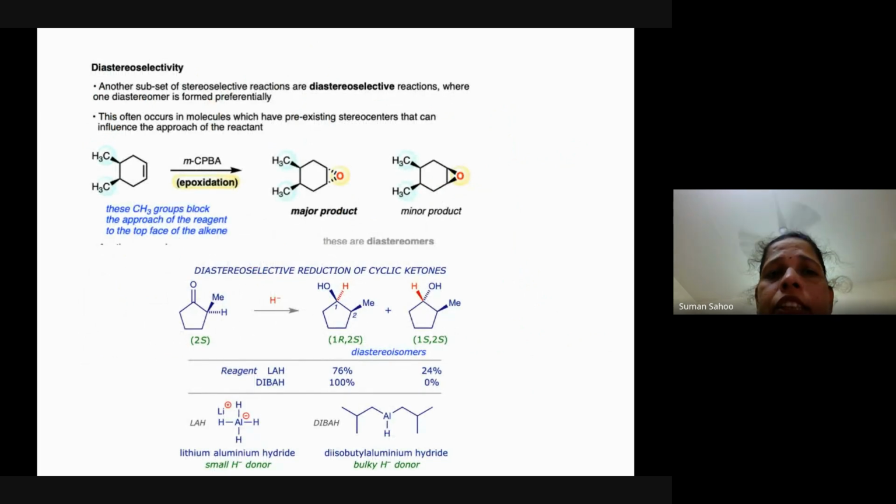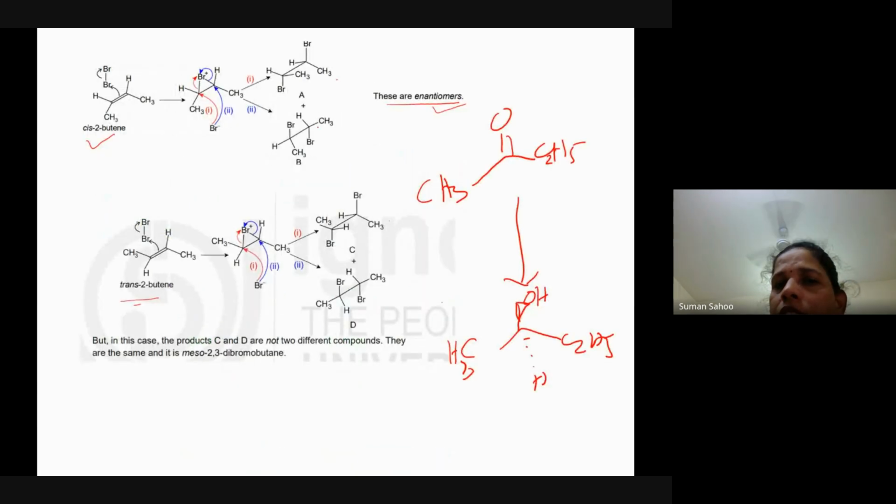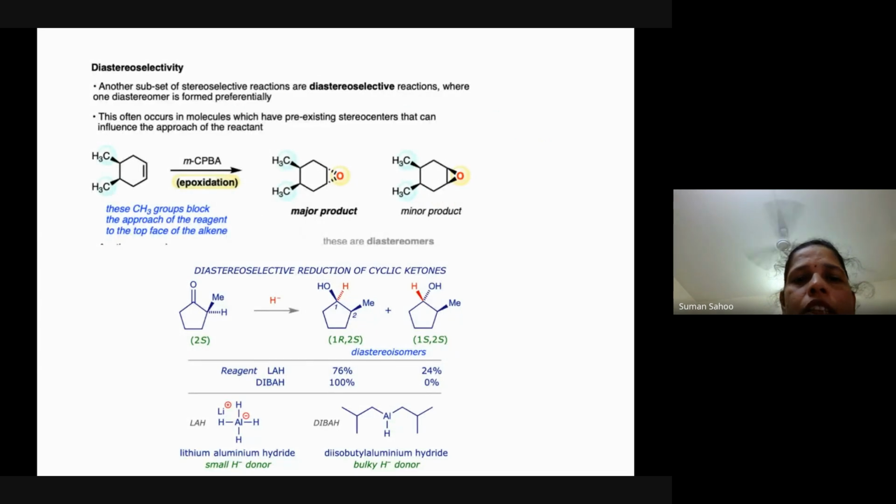Next comes your diastereoselectivity. So here we are getting enantioselectivity. Next is your diastereoselectivity. So diastereoselectivity means you are already having some centers, but when you are doing epoxidation, you are getting two different diastereomers. Okay, one would be your major product, the other one would be your minor product. So here in diastereoselective reactions, one diastereomer would be formed preferentially. So these are your diastereoselective reactions.